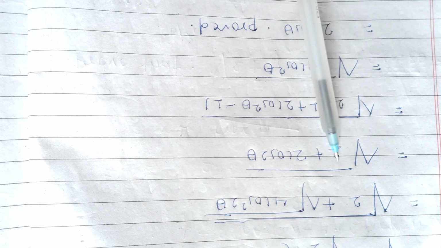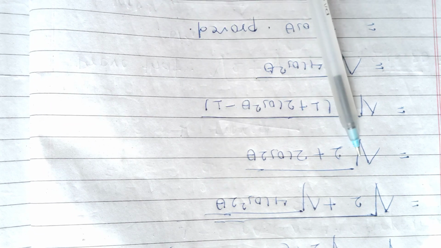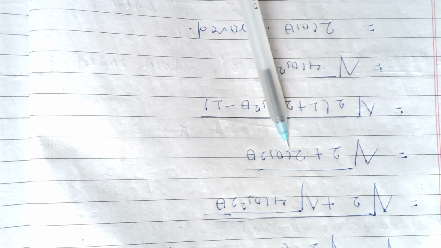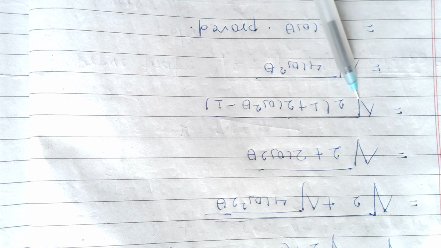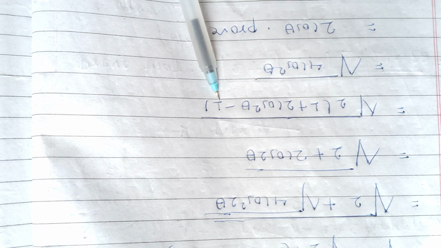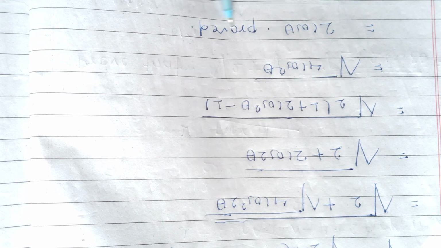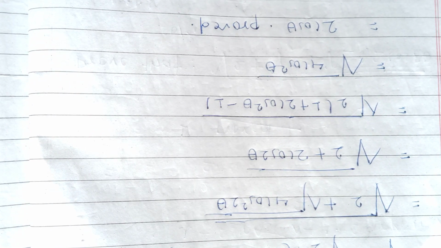and root under 2 plus root under 4 cos square 2 theta, and then root under 2 plus 2 cos 2 theta, root under 2 plus 1 plus 2 cos square theta minus 1, and then root under 4 cos square theta, 2 cos theta, proved.